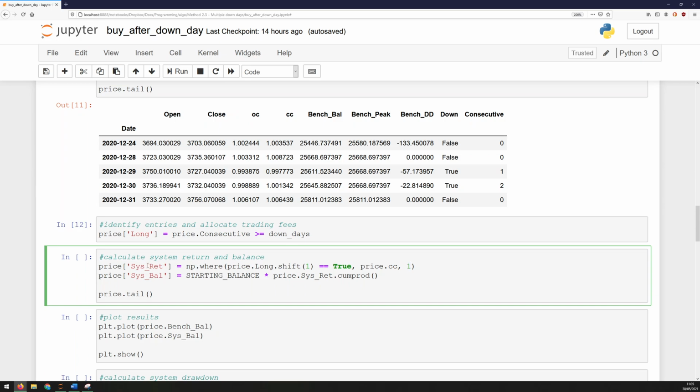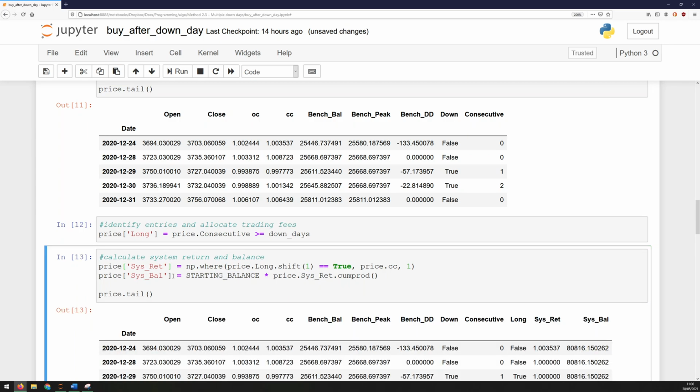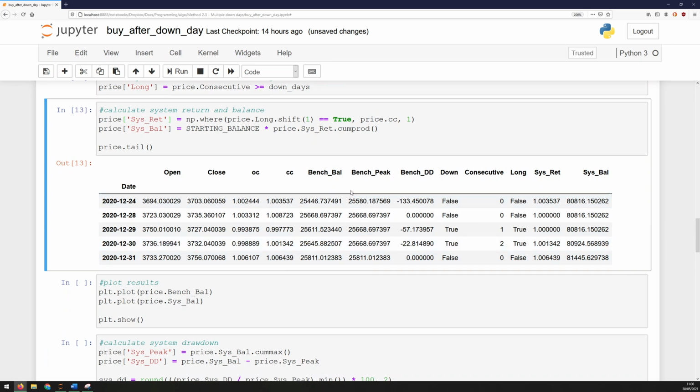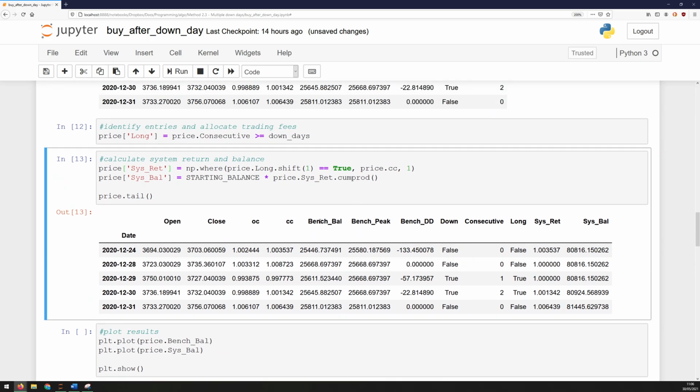And with that calculated, I can then work out the system balance pretty much in the same way as I worked out the benchmark balance, by taking my start and then multiplying it out by the cumulative return of that system. So now I can actually do a little comparison, and I can see my benchmark balance. This is the tail, so this is the very last five values of my data frame. My benchmark balance is just over 25,000 from that starting value of 10,000, but the system balance is just over 80,000. So a significant difference between the two.